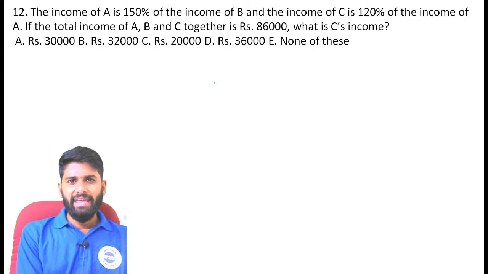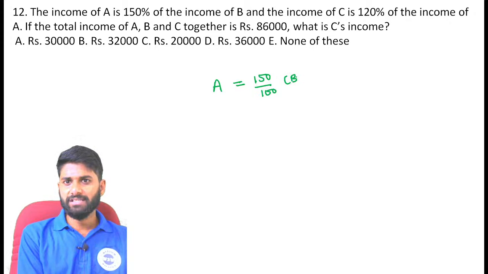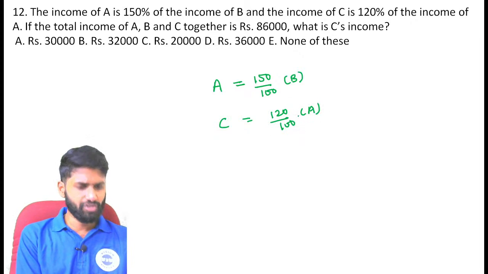Now see, A's income is 150%, meaning 150 by 100 of B. That is the first important part. And C's income is 120% of A's income. Now we want the ABC ratio. If you know the ABC ratio, then you can easily solve the question, guys.